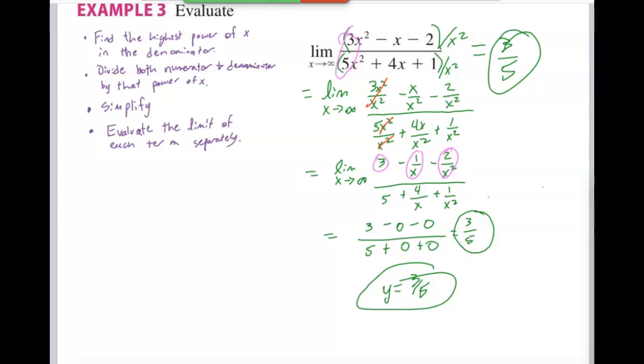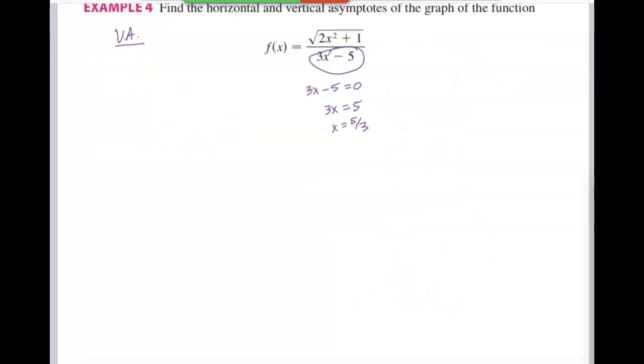You got it. All right, so this one, I set my denominator equal to 0. I solved. You also need to make sure that there's not a common factor in the numerator. There isn't, though, because everything's under the square root in the numerator. If there were a common factor in the numerator, then that would be a hole, not a vertical asymptote. But in this case, we do have a vertical asymptote at x equals 5/3.